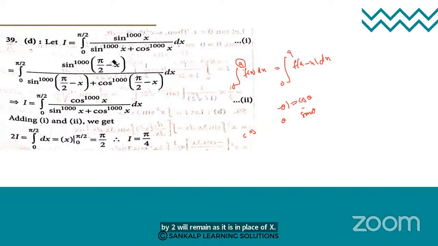Then similarly we have sine of pi by 2 minus x and cos of pi by 2 minus x. When we simplify further, sine of pi by 2 minus x will be cos x, and cos of pi by 2 minus x will be sine x. Using this result, we get equation 2.